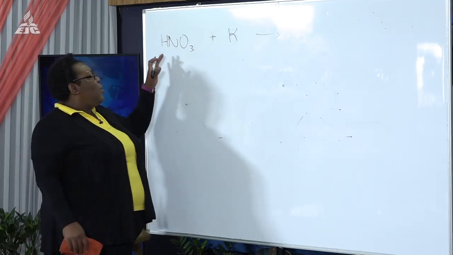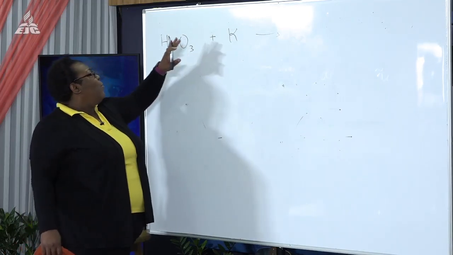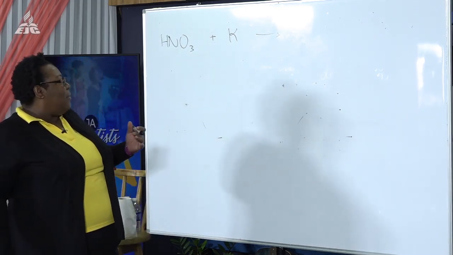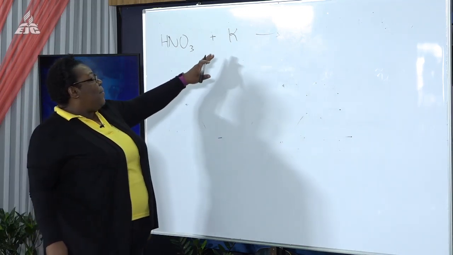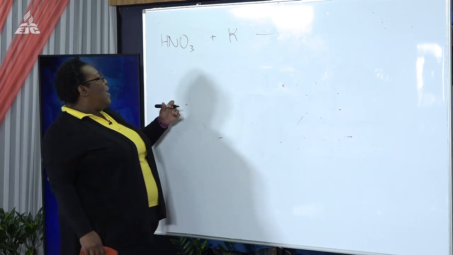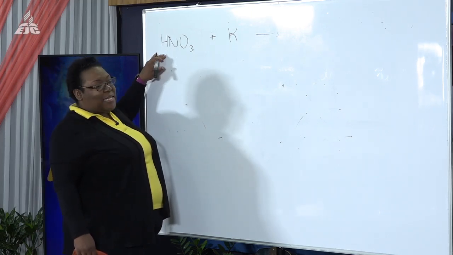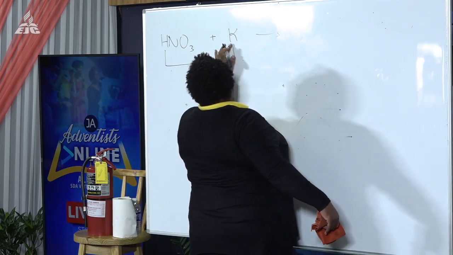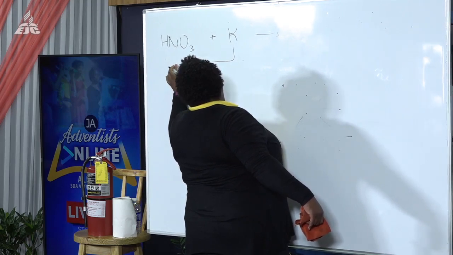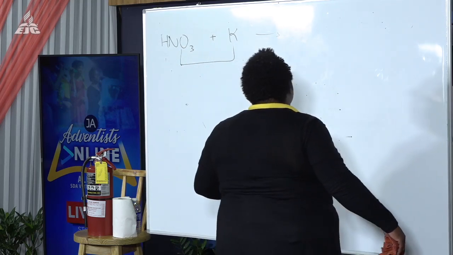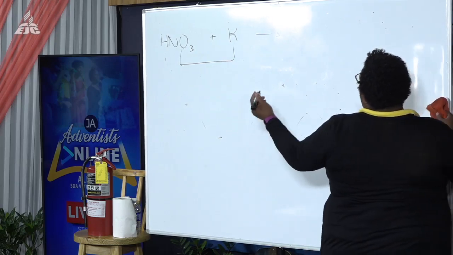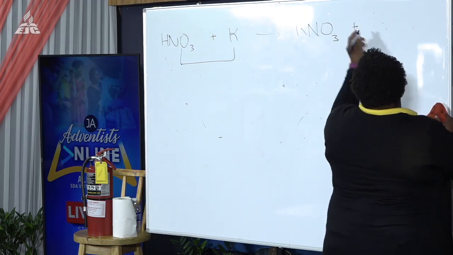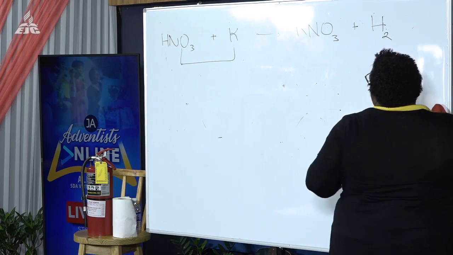We are reacting potassium with nitric acid, potassium being a very reactive metal. Now again, we'll see that because potassium is very reactive, it displaces hydrogen and takes its spot. So this potassium displaces hydrogen and a salt is formed. The name of the salt is potassium nitrate. And of course, we have hydrogen gas.